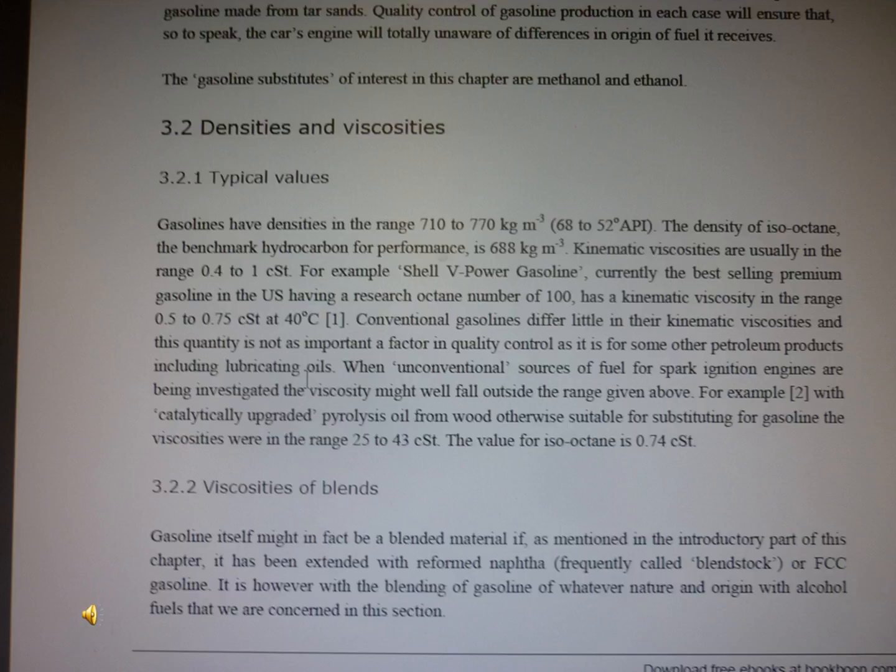The kinematic viscosity is in the range of 0.5 to 0.75 for US research octane. Conventional gasolines differ little in their kinematic viscosity, and the quantity is not such an important factor in quality control. So this is the typical density and viscosity.